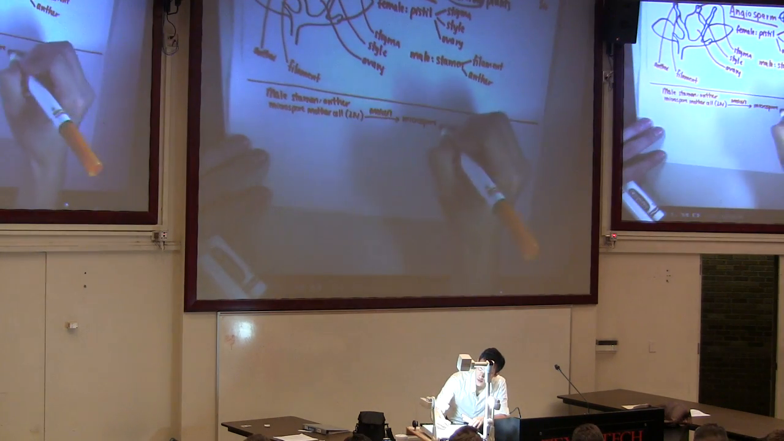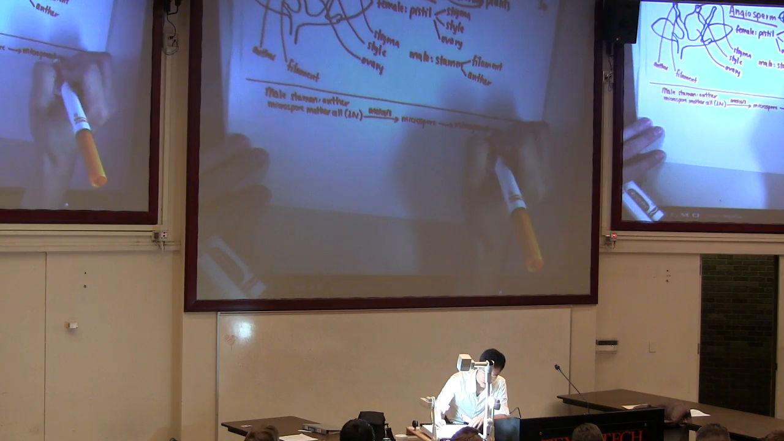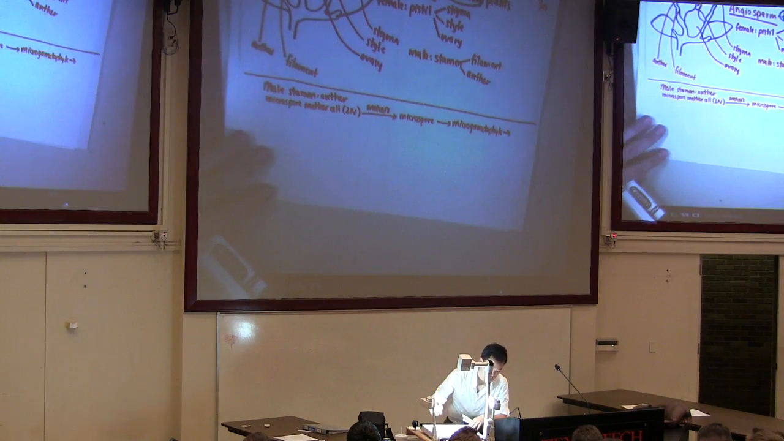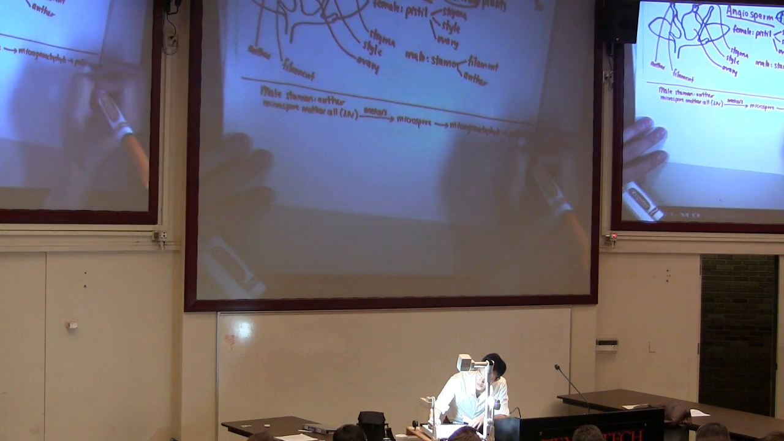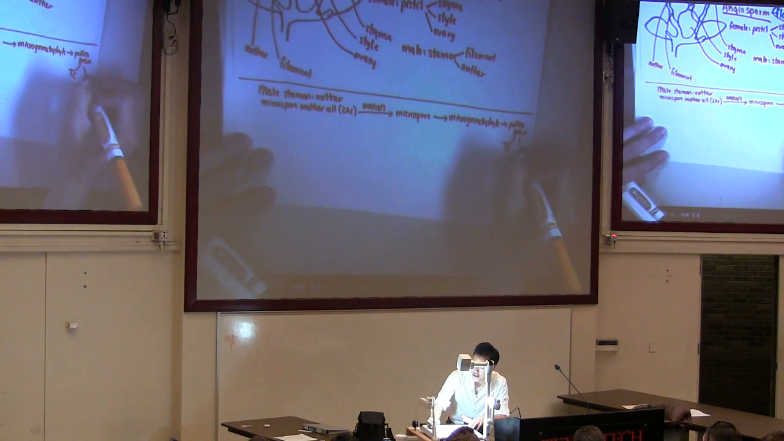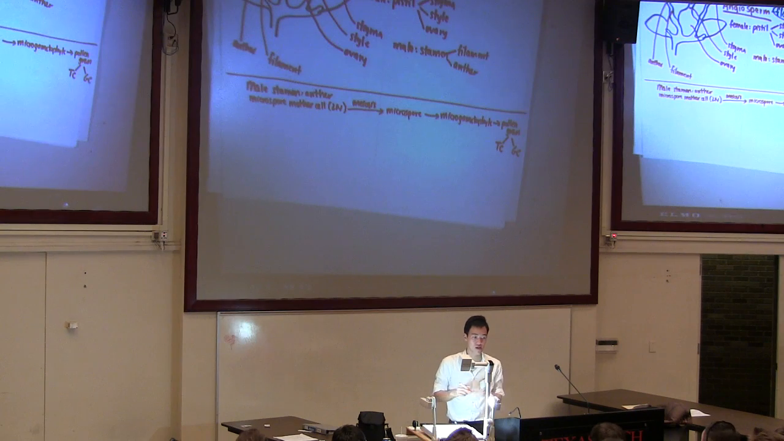And the microspore will produce what? A microgametophyte. And the microgametophyte will produce a pollen grain. Right? And again, that pollen grain contains the tube cell and the generative cell. Okay? Any questions so far? Okay.